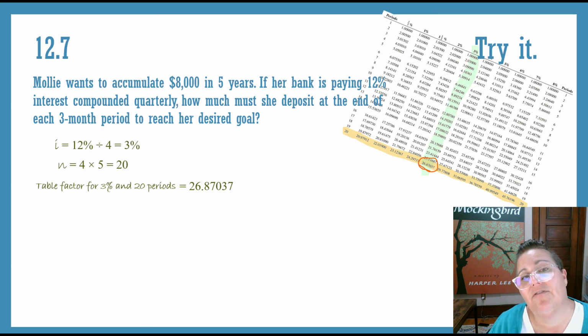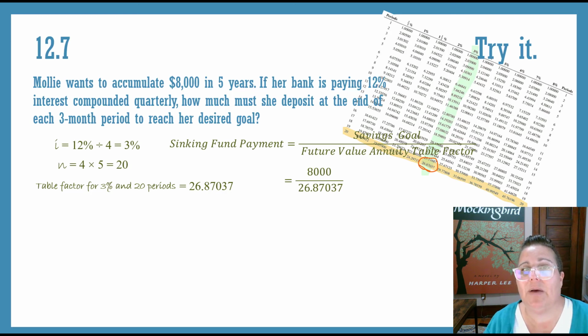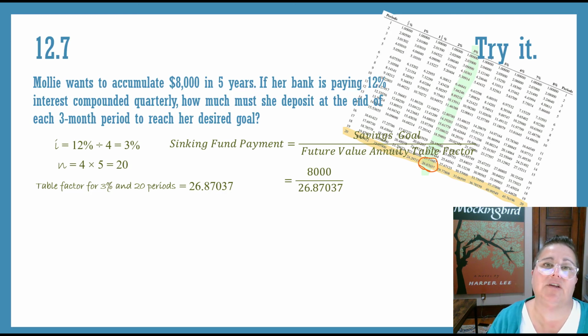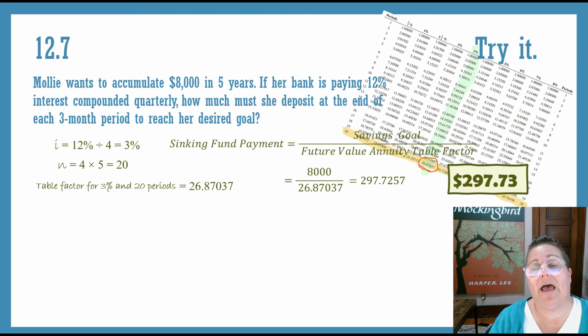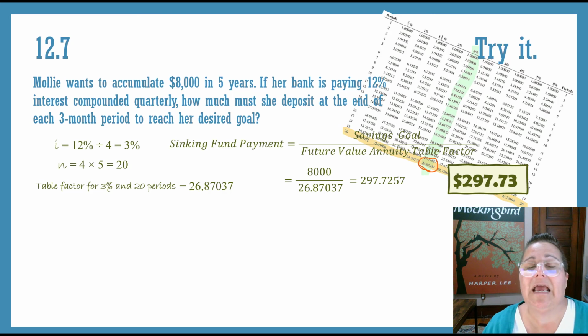So the sinking fund payment, the amount that Molly will need to squirrel away every 3 months, will take her savings goal of $8,000 and divide it by the future value table factor of 26.87037. This means she will have to put away $297.73 4 times a year, every 3 months. And if she can do that consistently for 5 years, she will have $8,000 in that account.